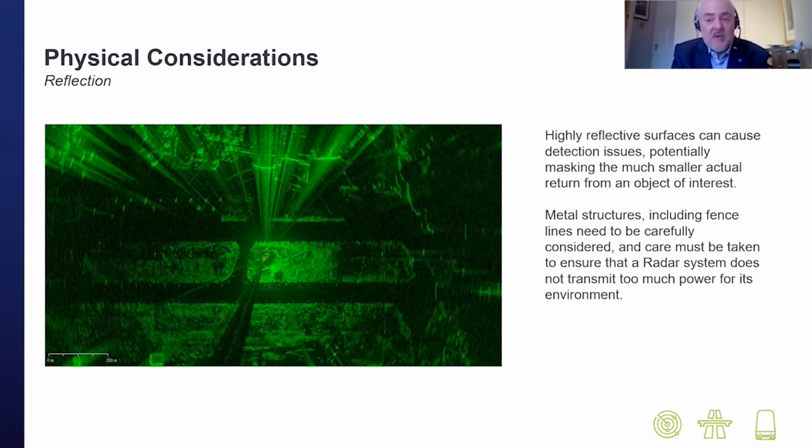And it's also a good idea to make sure that a radar system doesn't transmit too much power for its environment. It's a common mistake we come across, really. People think that if they can put a more powerful radar system in, it's going to work a lot better. It can actually have a completely converse effect. So if you've got too much power and you're getting very high reflection rates, it will actually affect the detection capabilities on that particular site. So that's another thing to bear in mind.